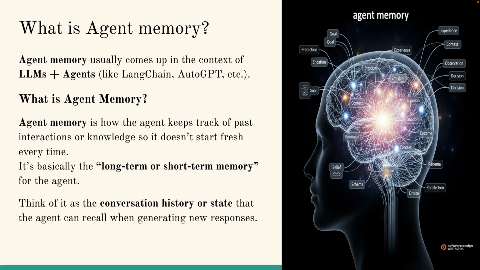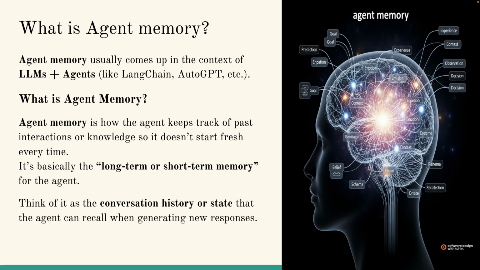Now, what is agent memory? Agent memory usually comes up in the context of LLMs and agents like LangChain and AutoGPT. Agent memory is how the agent keeps track of past interactions and knowledge, so it does not start fresh every time. It is like context sensitivity. Whatever is asked previously, the agent will remember, and if you ask the question again, the agent will take context from the previous conversation and will be able to answer the question.